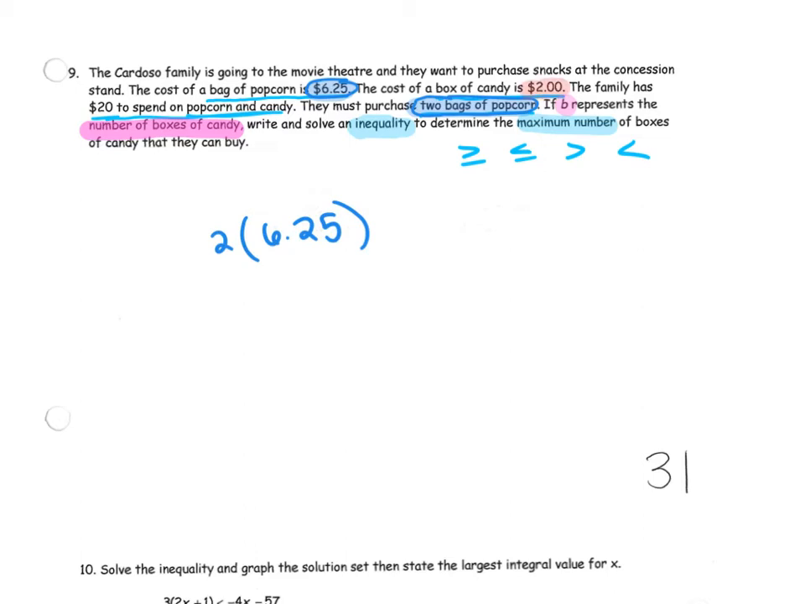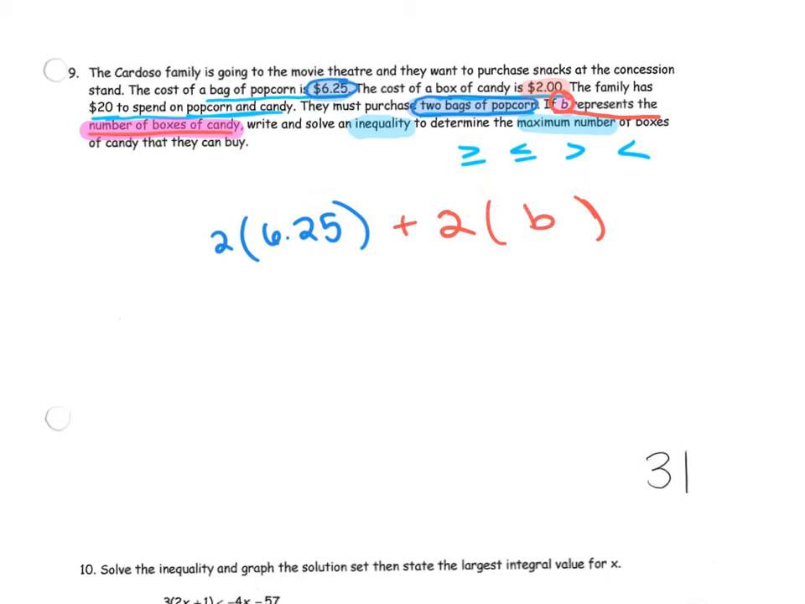So I know on top of that, we're going to get candy, and the box of candy is $2. And I don't know how many boxes we're going to get, right? B represents the number of boxes that we're going to get of this candy. So each one is $2, and I'm multiplying it by the number of boxes, which we called B. So this is plus 2B, okay, plus 2B.